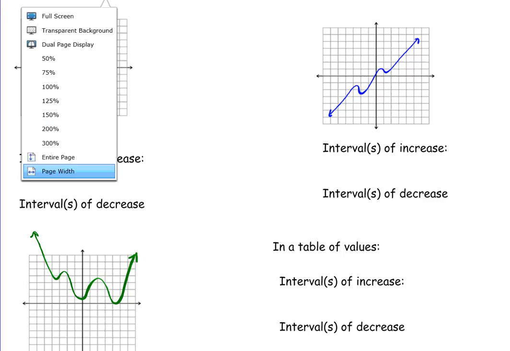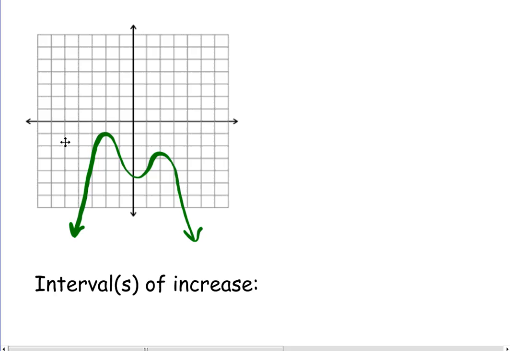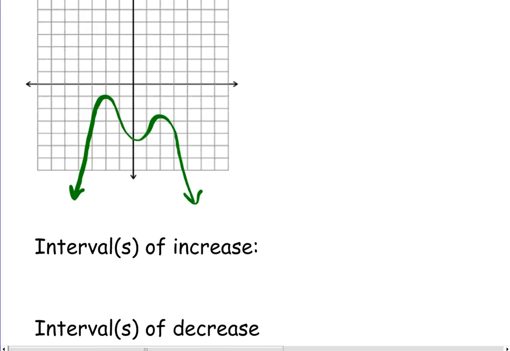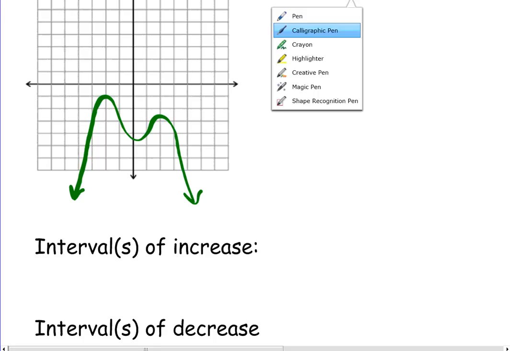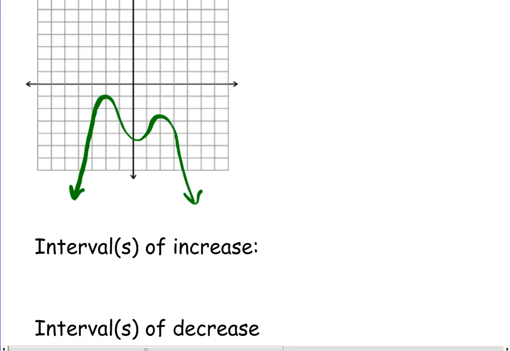Blow this up a little bit so we can see really nice and close. Okay, here's one of those generic little graphs I've made, and we're talking about the intervals of increase and decrease. When that happens, I'll take a little highlighter, make it a tiny little highlighter, and note where the quote bumps of my graph happen.